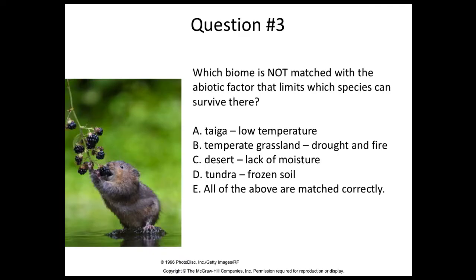Here's our next challenge question. Which biome is not matched with the abiotic factor that limits which species can survive there? The first choice is taiga and low temperature. Your next choice is temperate grassland and drought and fire. Your next choice is desert and lack of moisture. Your next choice is tundra and frozen soil. And your last choice is all of the above are matched correctly.